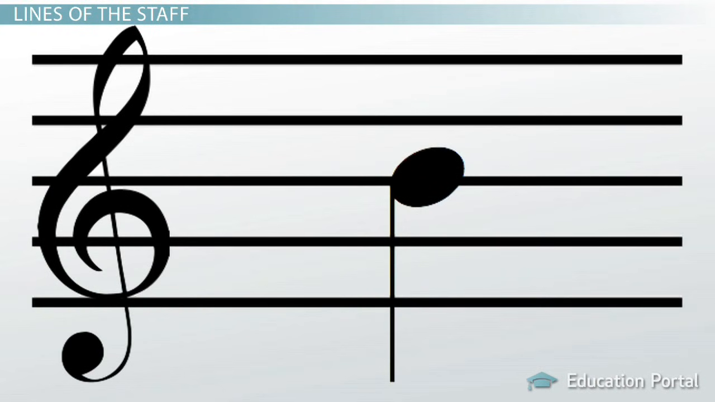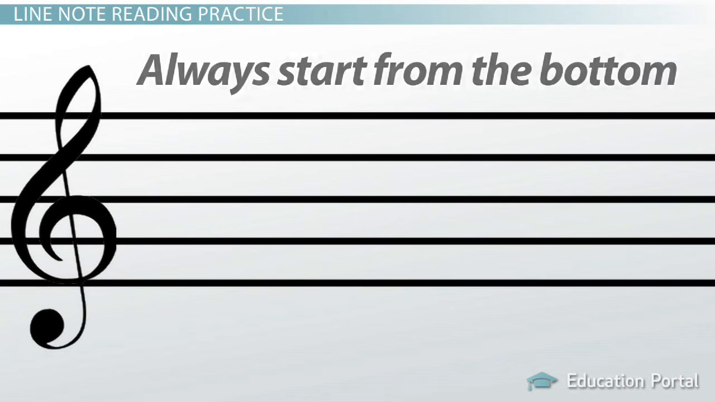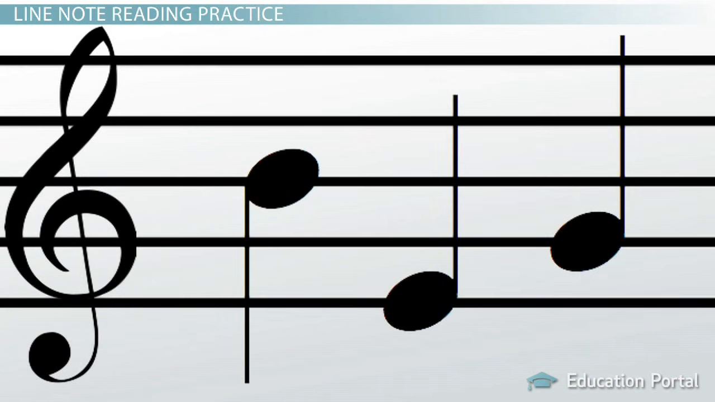Let's look at another example. Which note is this? Just count the lines, then count the letters in sequence. If you said B, you're right. Now that you can read one note, let's try 2 short examples using the line notes. Remember to use your mnemonic device and always start from the bottom. Which notes are shown in this example?